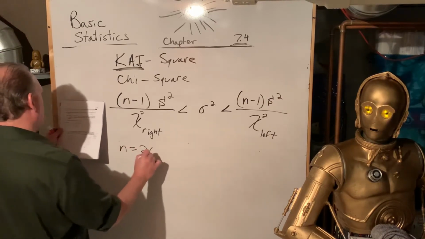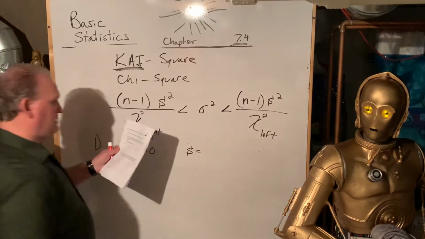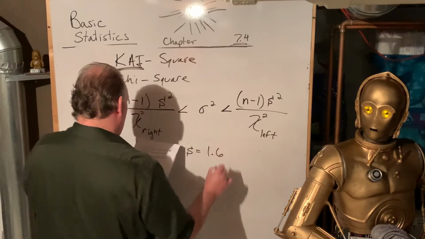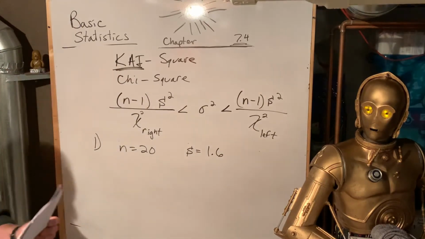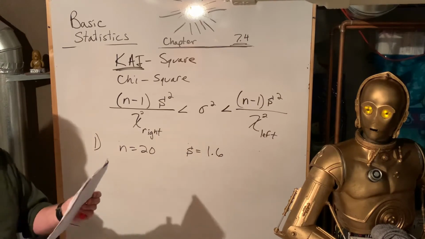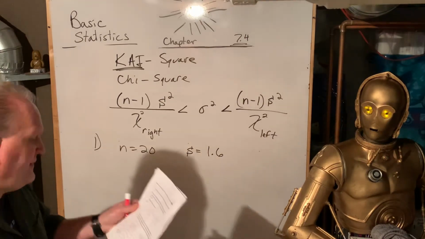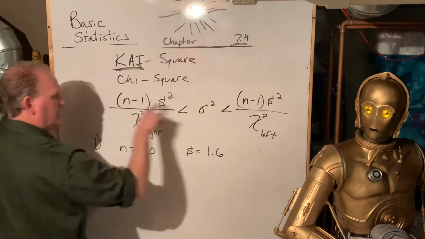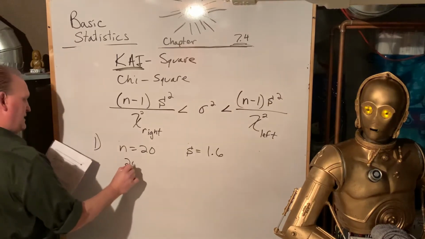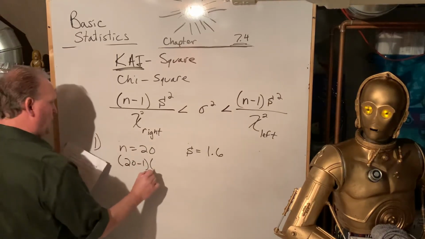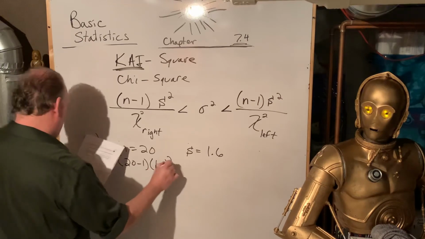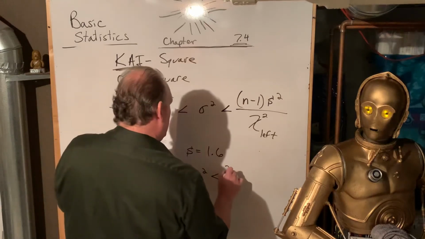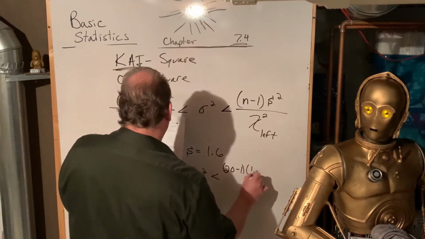n is equal to 20. s, the standard deviation of the sample, is 1.6. First we'll find the confidence interval of the variance, and then we'll take the square root of everything, all right? So we use the degrees of freedom. That's actually built into this formula. So it's 20 minus 1 times the 1.6 squared, and this is for the variance, and 20 minus 1 times the 1.6 squared.